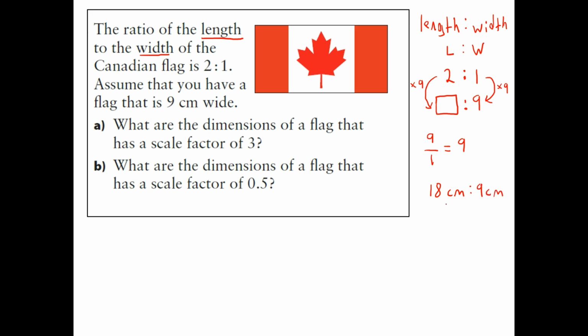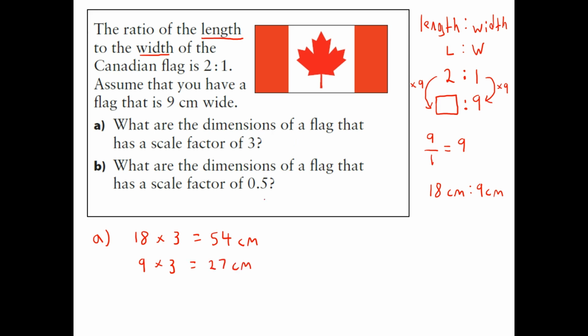Okay, now that I have that proportion, I'm simply going to find A. A, it says, what are the dimensions of a flag that has a scale factor of 3? So what you do for that is you take your 18 and you simply multiply it by 3, and that gets you your new length. So 18 times 3 is going to be 54. So I have 54 centimeters for my length now. And then we have our width, which is 9. 9 times 3 is simply going to be 27.